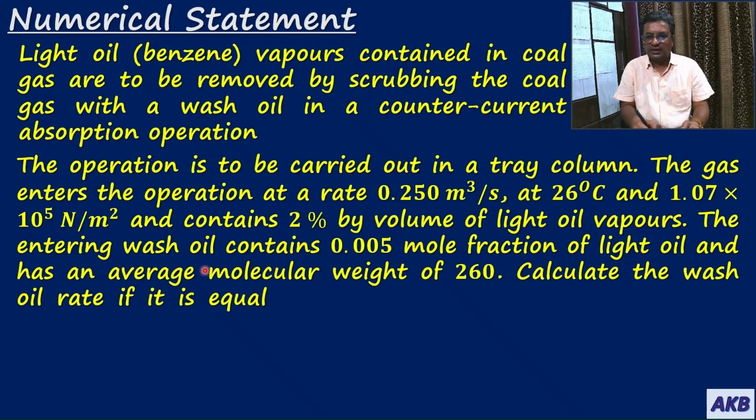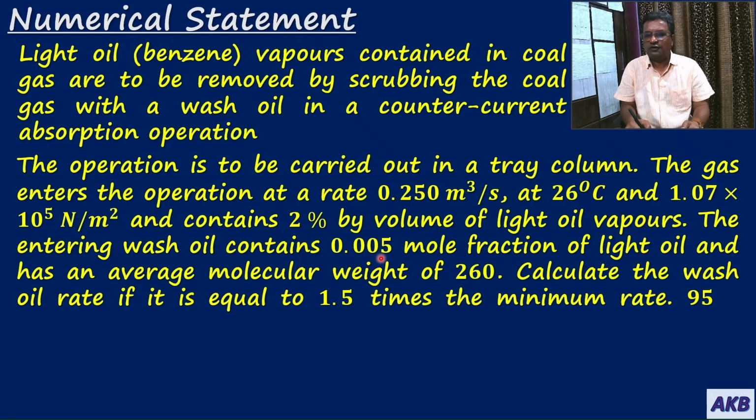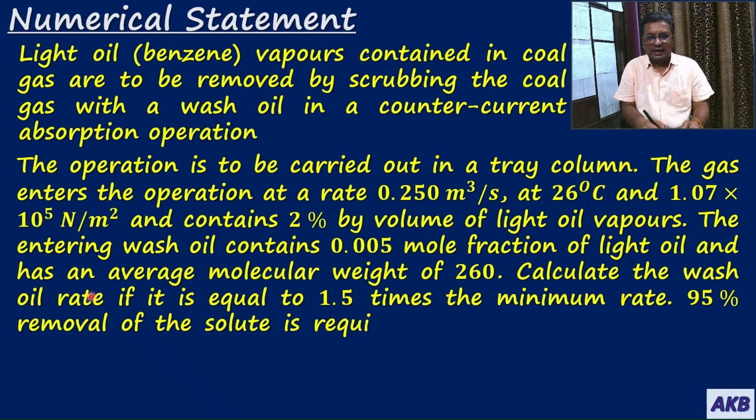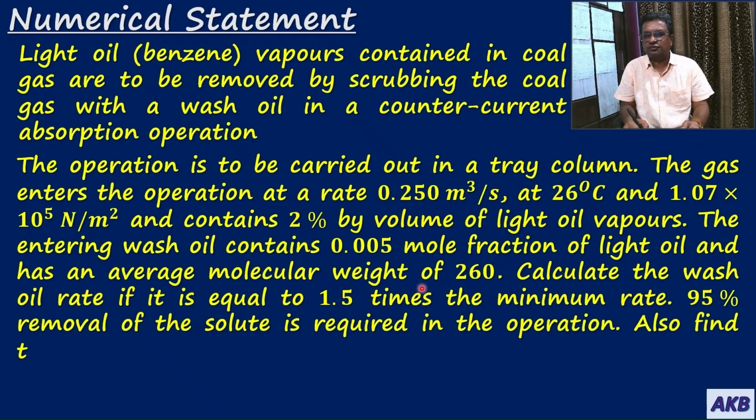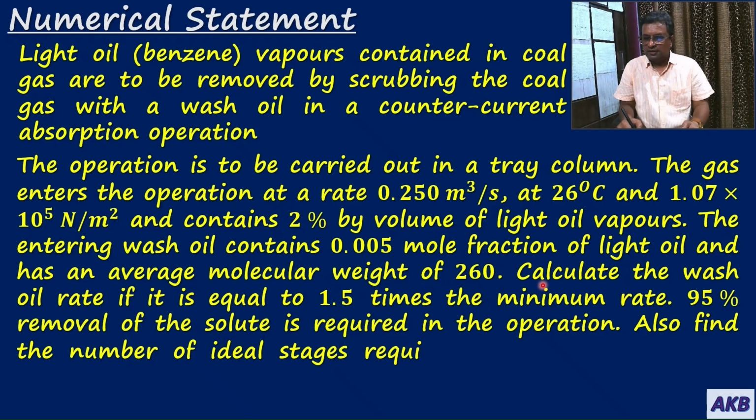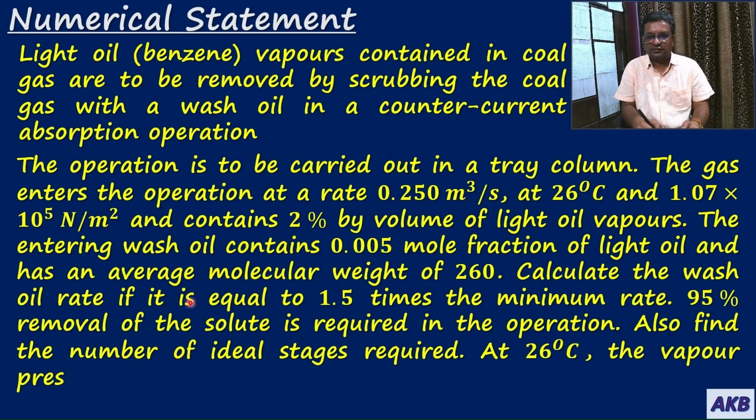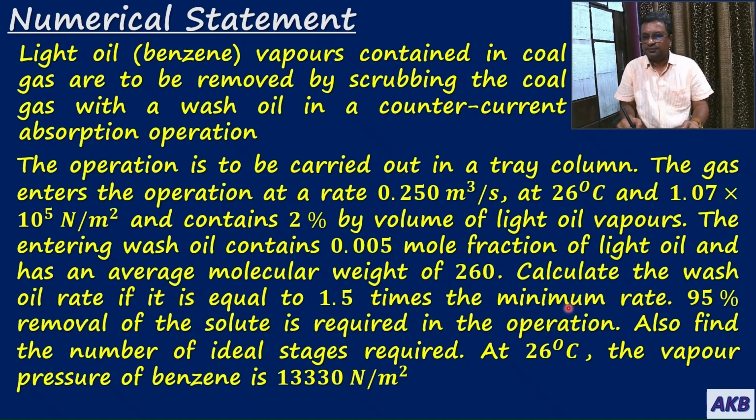The entering wash oil contains 0.005 mole fraction of light oil and has an average molecular weight of 260. Calculate the wash oil rate if it is equal to 1.5 times the minimum rate. 95% removal of the solute is required in the operation. Also find the number of ideal stages required. At 26 degrees Celsius, the vapor pressure of benzene is 13330 Newton per meter square.